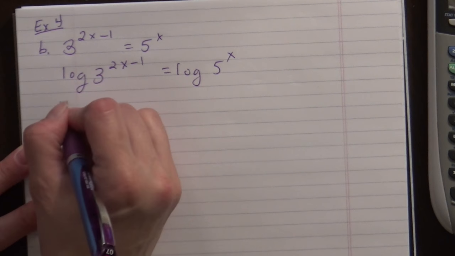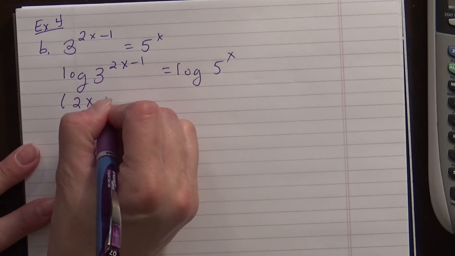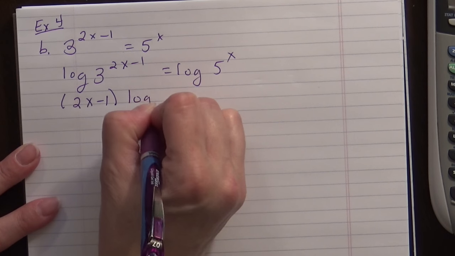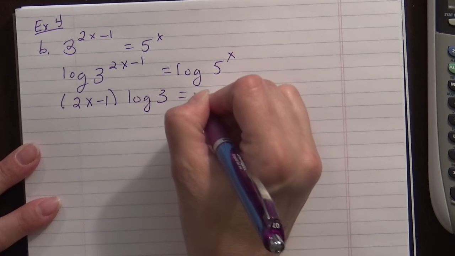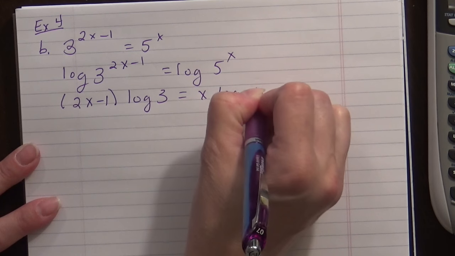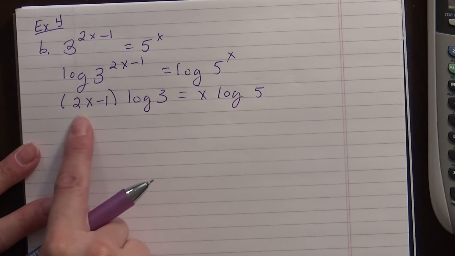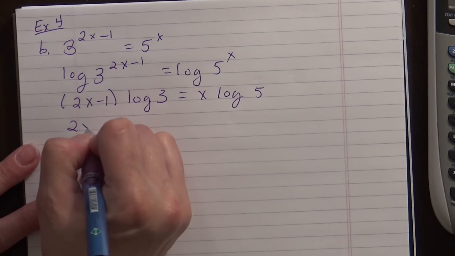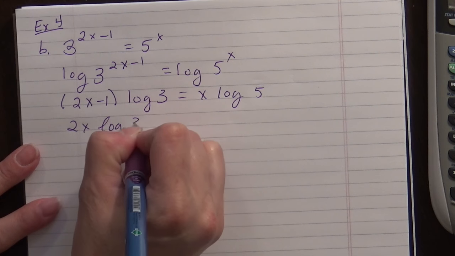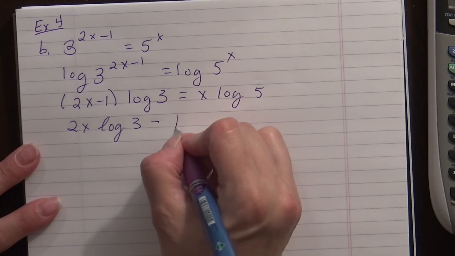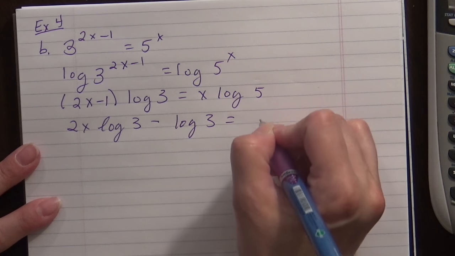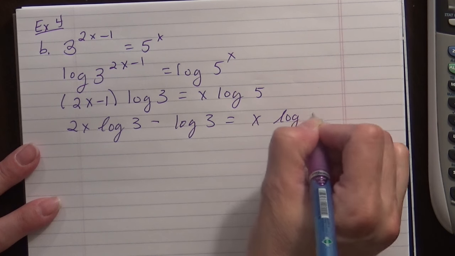Applying this common logarithm allows us to use our power rule and move these exponents to the front. So we'll have parentheses 2x minus 1 times log 3 equals x times log 5. To begin solving for x, we can distribute the log 3 through the binomial. So we'll have 2x times log 3 minus 1 times log 3 equals x times log 5.